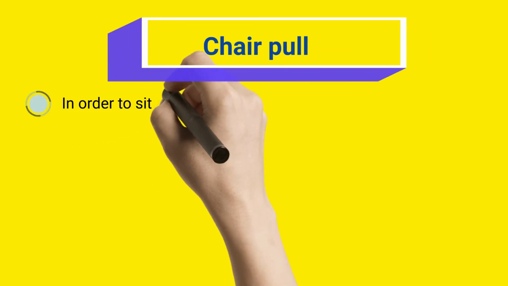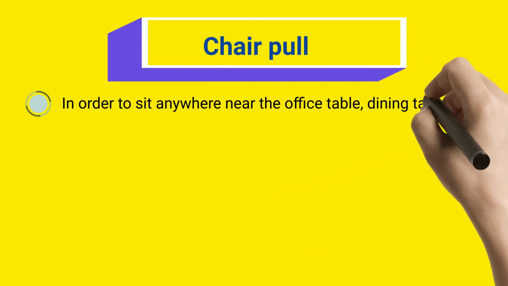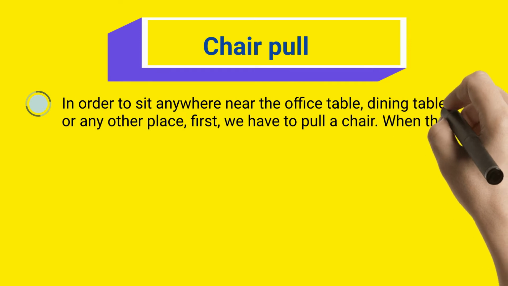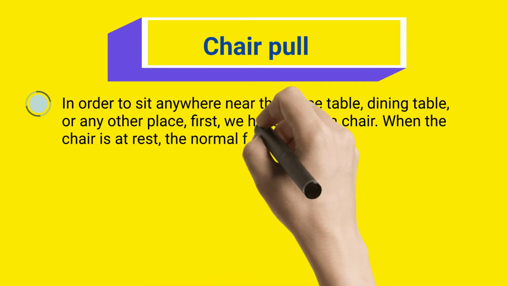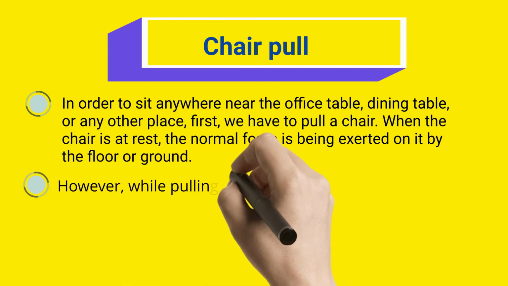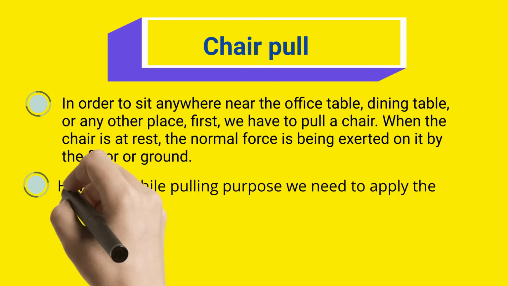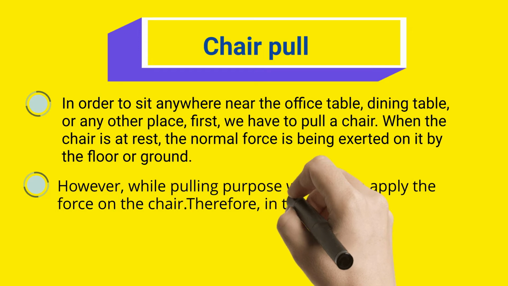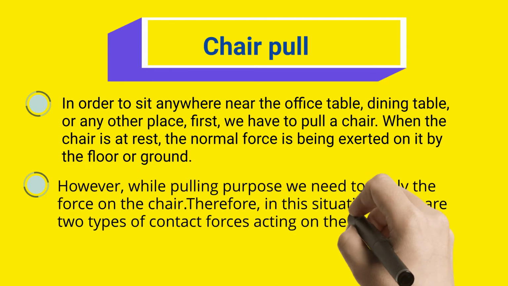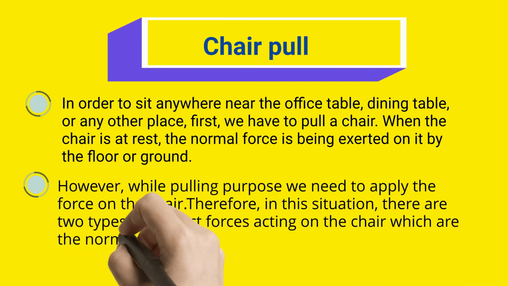Chair pull. In order to sit anywhere near the office table, dining table, or any other place, first, we have to pull a chair. When the chair is at rest, the normal force is being exerted on it by the floor or ground. However, for pulling, we need to apply force on the chair. Therefore, in this situation, there are two types of contact forces acting on the chair, which are the normal force and the applied force.